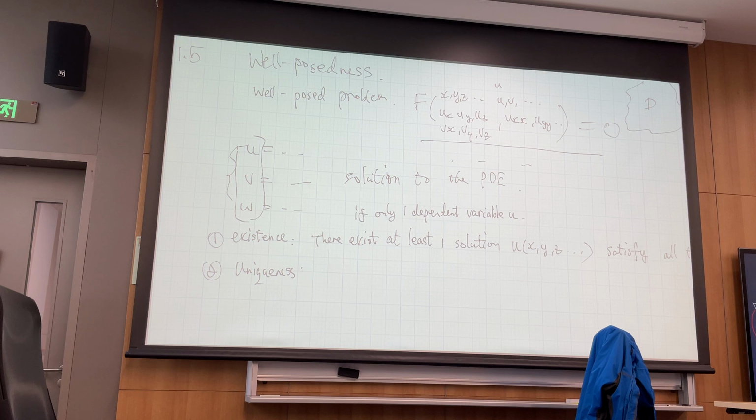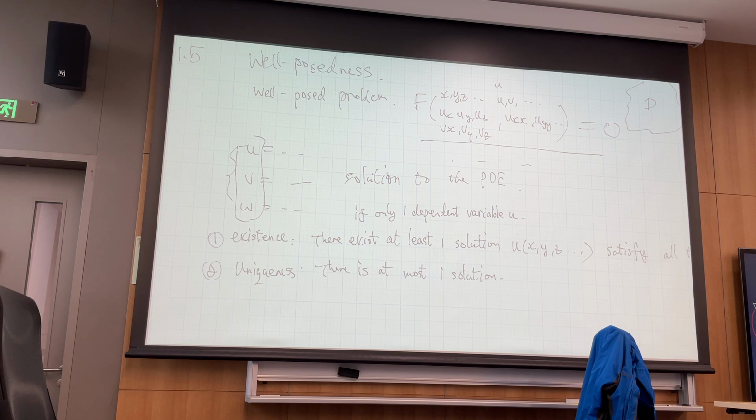Okay, which is that there is at most one solution. So what does the existence plus uniqueness talk about? There exists and only exists one solution. Satisfy the equation and all the auxiliary stuff.